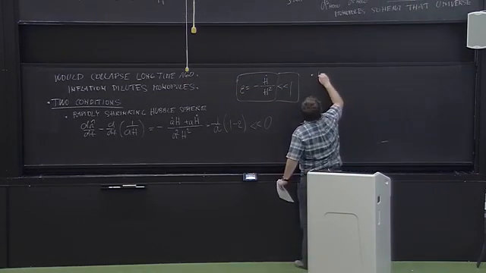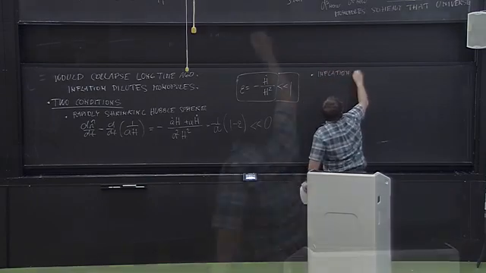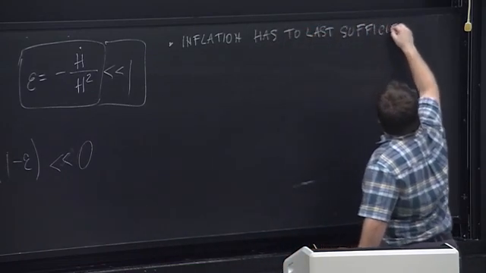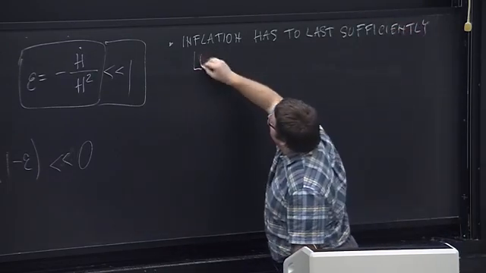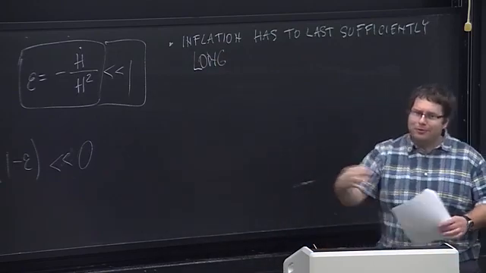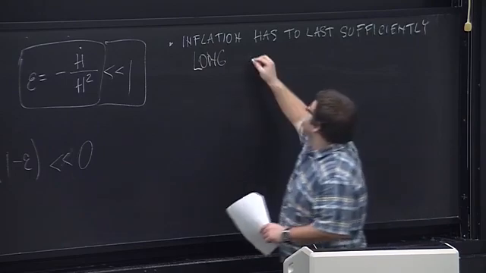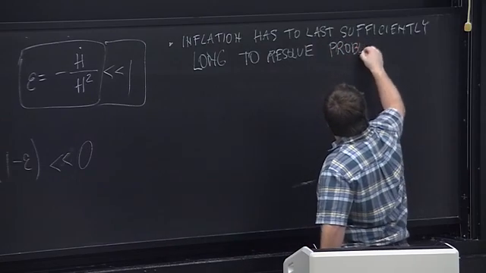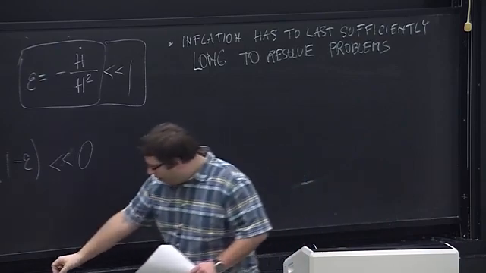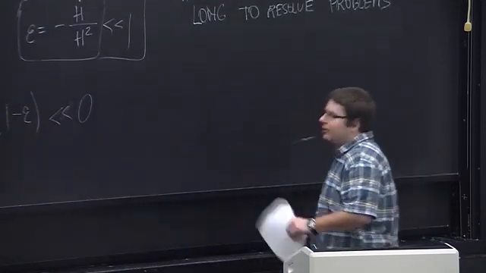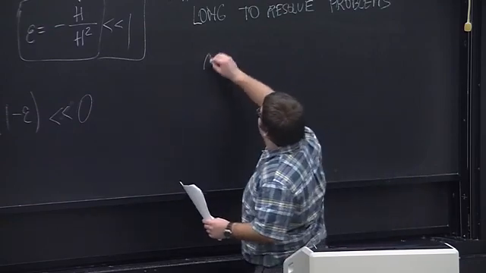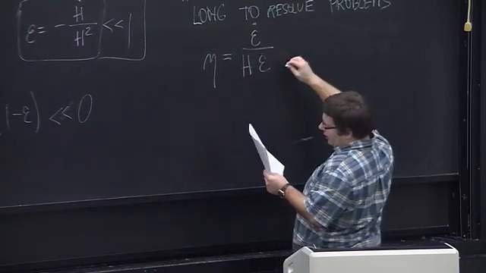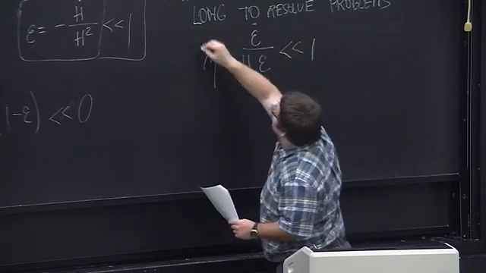Another condition is that the inflation has to last sufficiently long to explain our puzzles. So you really need N going from 40 or 60 or something like that to resolve these problems. So that means another parameter eta, which is epsilon dot over H epsilon, and this is required to be much smaller than 1 in absolute value.